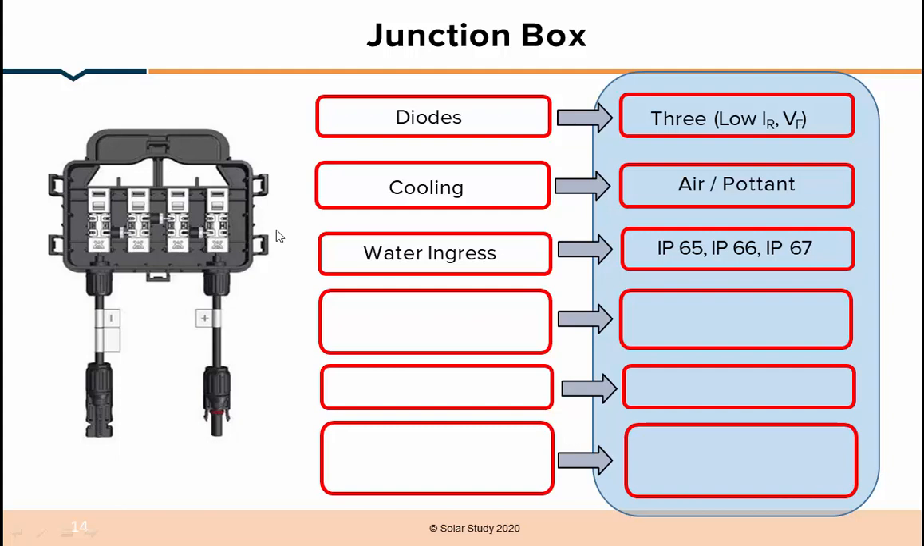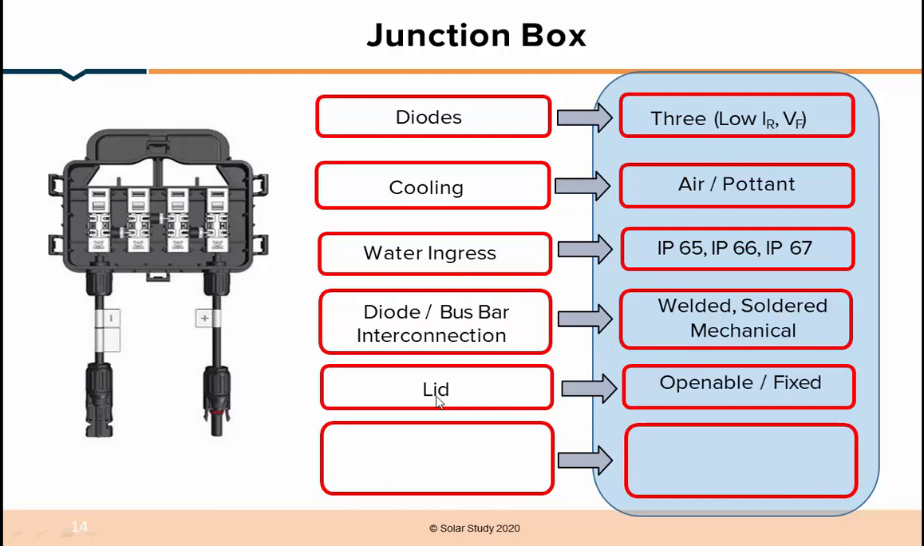Then also this junction box should be water protected. Why? Because if water comes inside this junction box, it will damage the system and there will be a short circuit in these bus bars. So it should be IP65, IP66 or IP67 protected. And how are this diode and bus bar connected? They are connected and soldered together. So the lid, why is it required? Because if sometime the diode goes wrong, then we have to open it. For that purpose we have to put a lid.